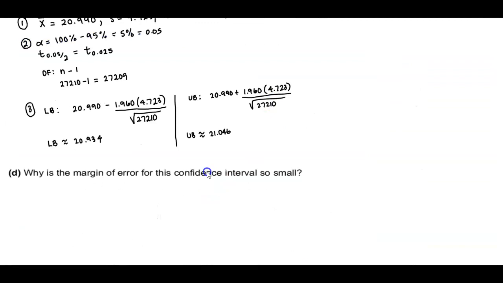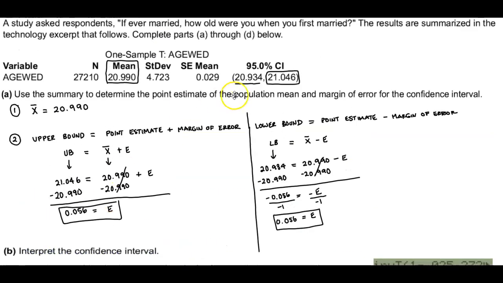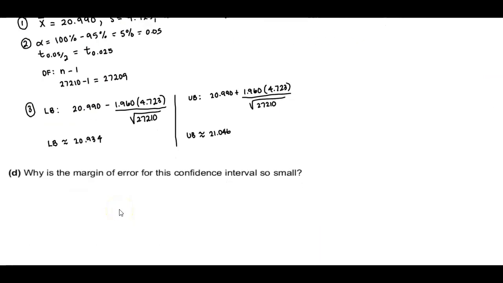Okay, next question, it says, why is the margin of error for this confidence interval so small? Well, the reason the margin of error is so small is because of the sample size. The sample size is 27,210. That's quite large compared to what we've actually dealt with. Therefore, the sample size used is very large.